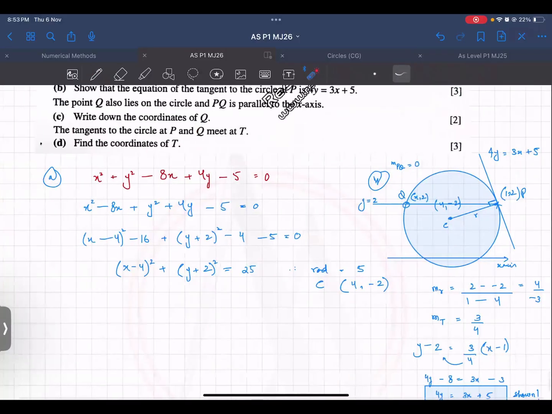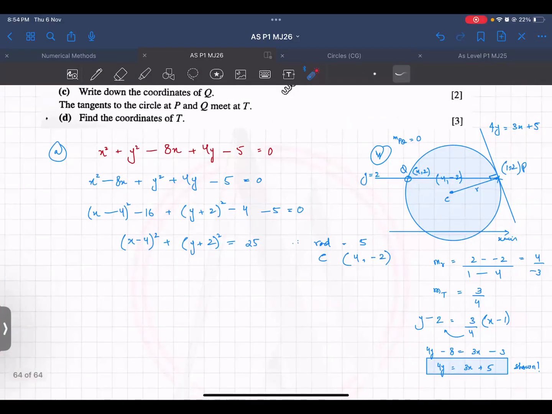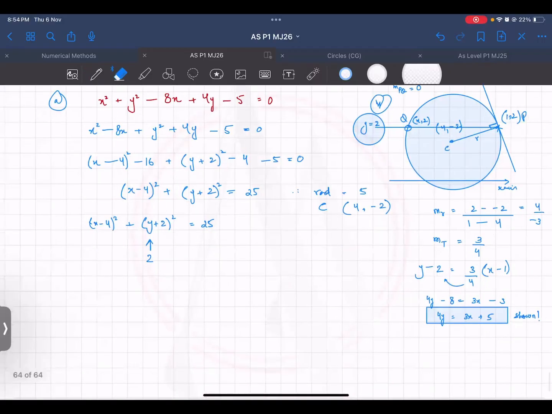And how will we do that? We know the equation of PQ. It is y equals 2. So what can I do? I have the equation of the circle, (x minus 4) whole square plus (y plus 2) whole square is equal to 25, and I can substitute the value of y as 2 because I want to find the value of x when y is 2. One of the values of x I will get would be P, and the other value of x, that's what we are trying to find, that is Q.